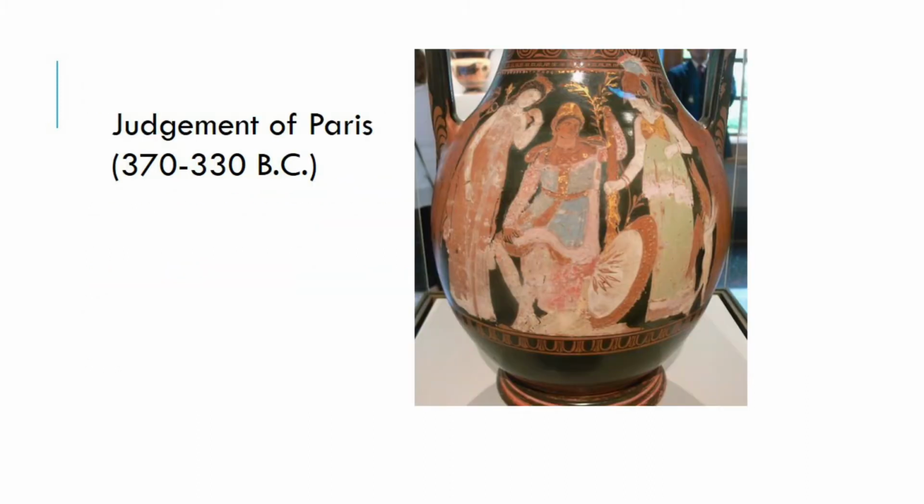Here is an example of a jar painting. It is the Judgment of Paris. As you can see, it is placed on the jar, and there are only limited colors in the painting.